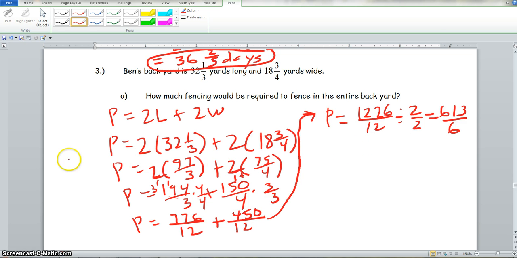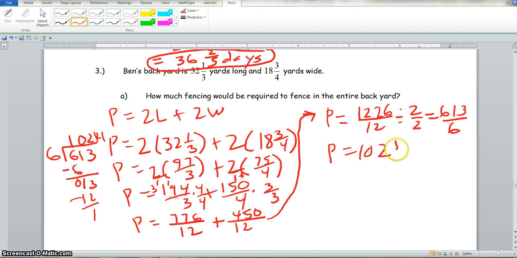So we could take off to the side here, 6 into 613. 6 goes into 6 once. 1 times 6 is 6. This will be 0. We'll bring down our 1. 6 goes into 1, 0 times. We'll bring down our 3. 6 goes into 13 twice. 2 times 6 is 12. And we have a remainder of 1. So our perimeter is equal to 102 and 1/6 yards. And that is the perimeter.